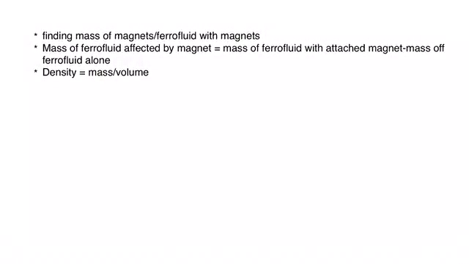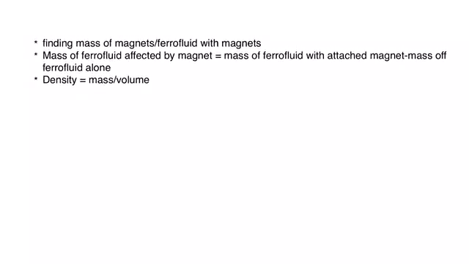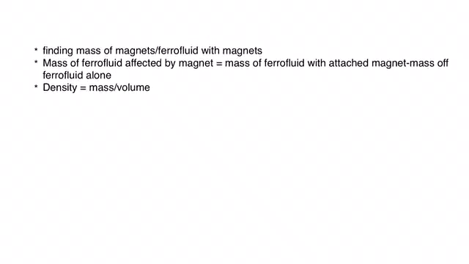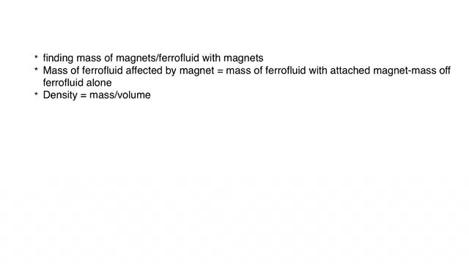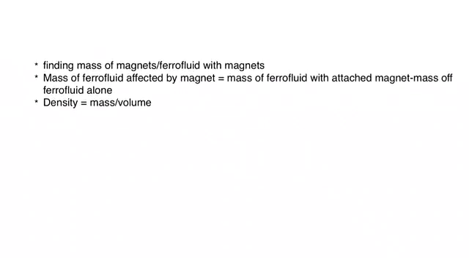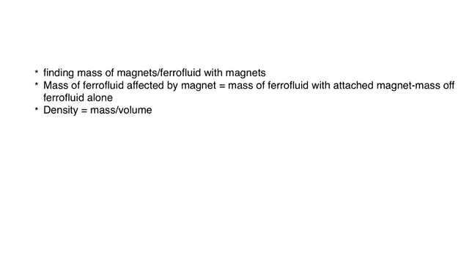To find the density of ferrofluid after it is affected by magnets of different strengths, we must subtract the mass of the ferrofluid alone from the mass of the ferrofluid with attached magnets.